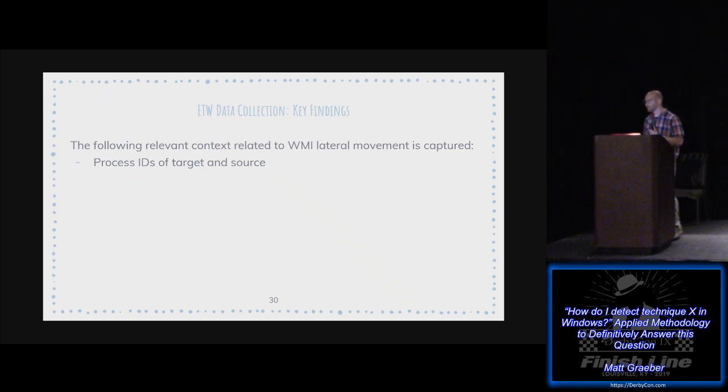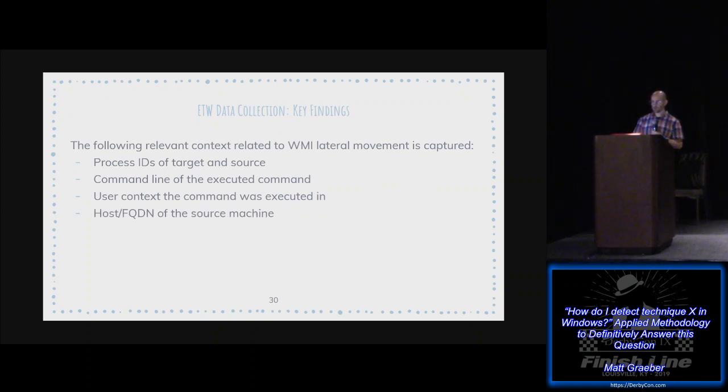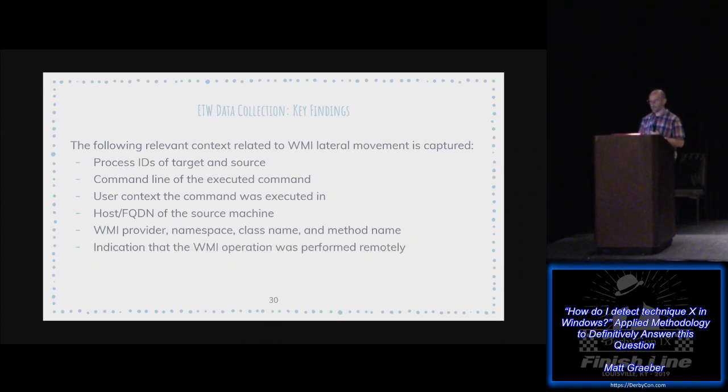Notepad.exe was started, and it started with a corresponding process ID. But we also get the process ID of the source process, so we get the process ID from the attacker machine as well. There's some solid SOC and IR context right there. We get the command line of what was executed. We get the user context the command was executed in. We get the host and fully qualified domain name of the client machine, the attacker machine. We get the WMI provider, namespace, class name, and method name.